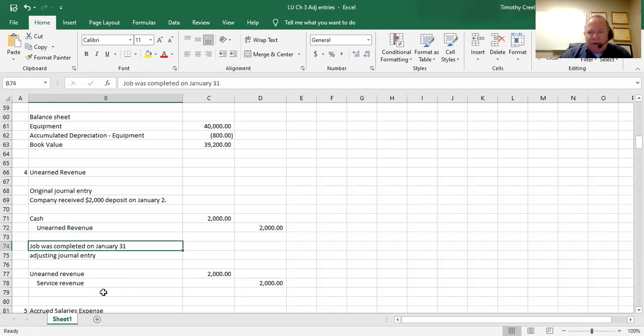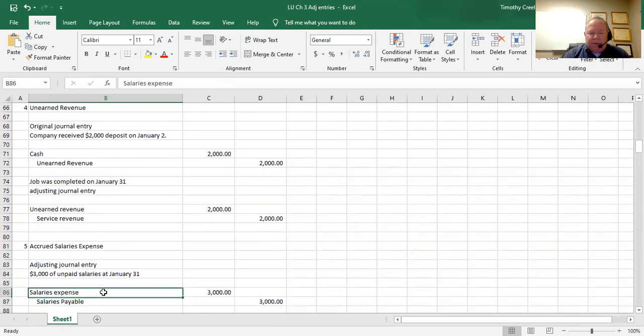Now, the adjusting part of it, let's say the job was completed on the last day of the month, on January 31st. Our adjusting journal entry would be that we debit unearned revenue. So basically, by debiting unearned revenue, we're clearing it out. And then we recognize the revenue. So anytime we receive payment in advance, we set it up to unearned revenue. Whenever we complete that job and earn the revenue, we take it out of the unearned and we recognize the revenue. That would be the adjusting entry portion right here. And again, the adjusting journal entry has a credit to a revenue account.